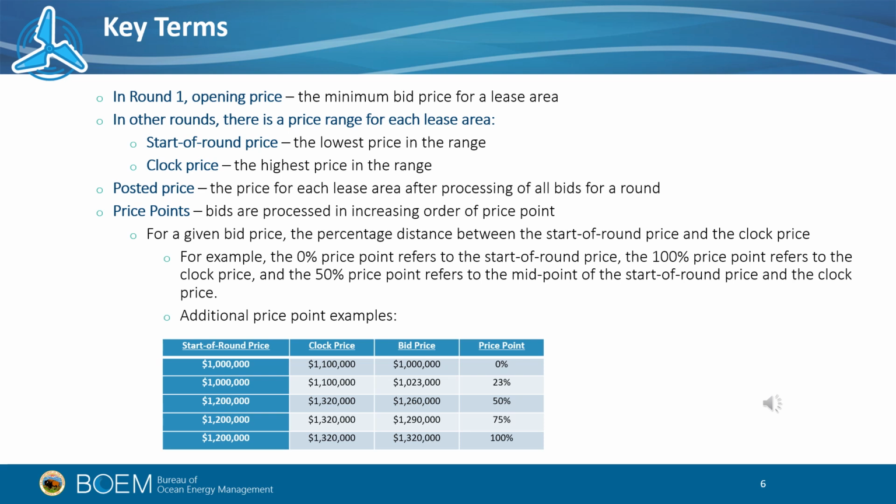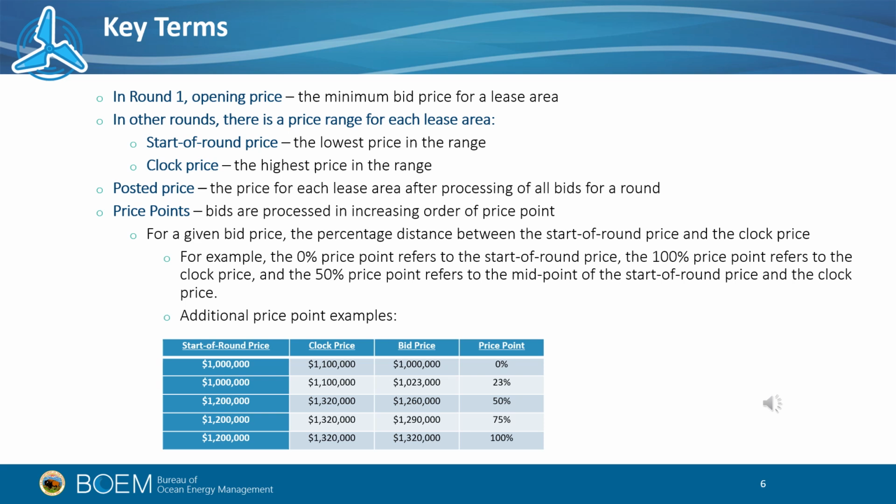Any bid price you submit in the round will be assigned a price point, which is the percentage distance between the start of round price and the clock price. For example, the 0% price point refers to the start of round price, the 100% price point refers to the clock price, and the 50% price point refers to the midpoint of the start of round price and the clock price. Additional price point examples are shown in the table.